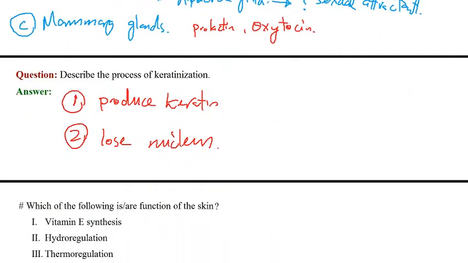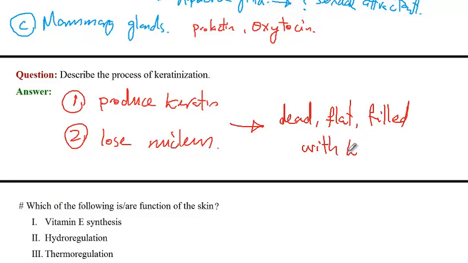So back to this question, keratinocytes produce keratin and lose nucleus as they are moving superficially, and so by the time they reach the surface of the epidermis, they're dead, they're flat, and they're filled with keratin, which provides an excellent protective barrier to the skin.